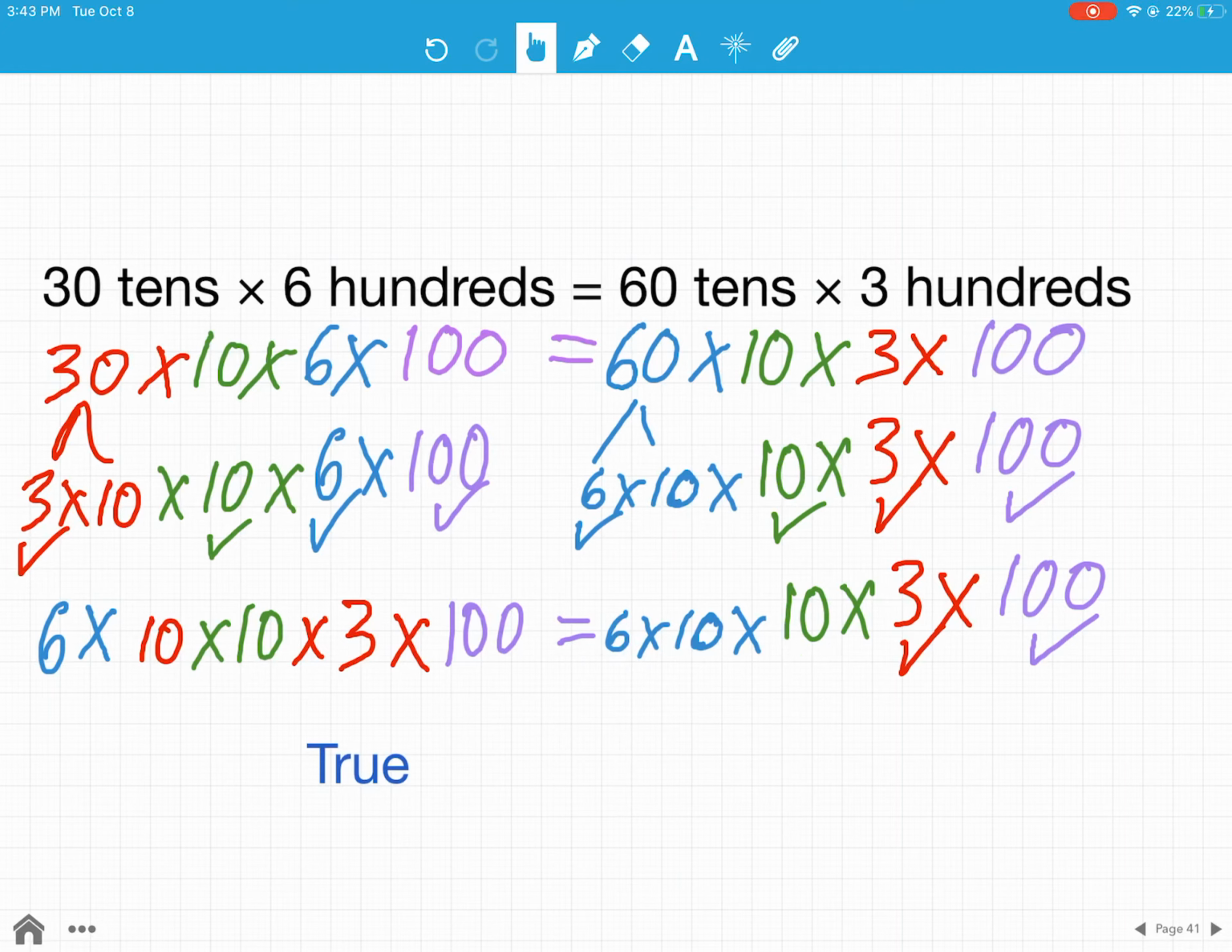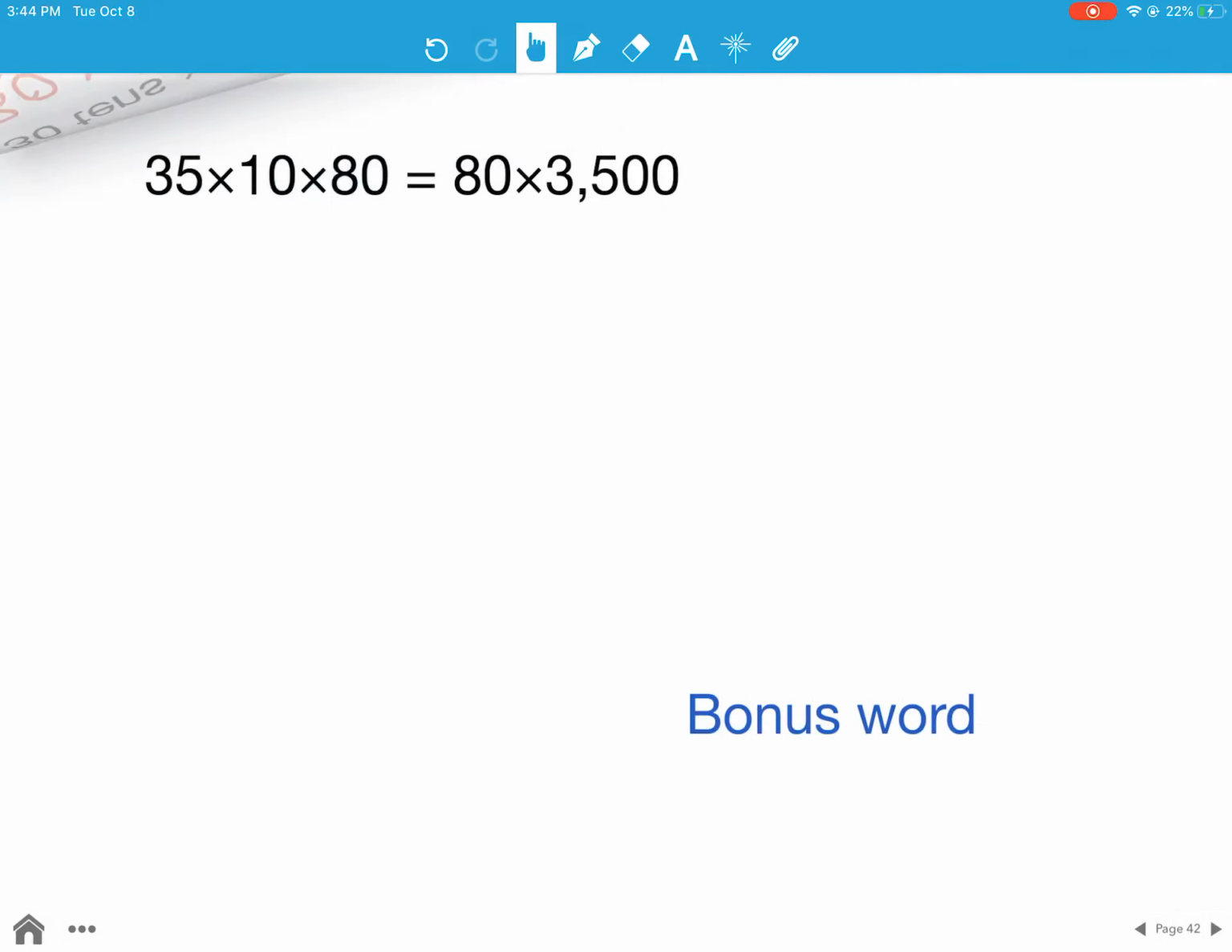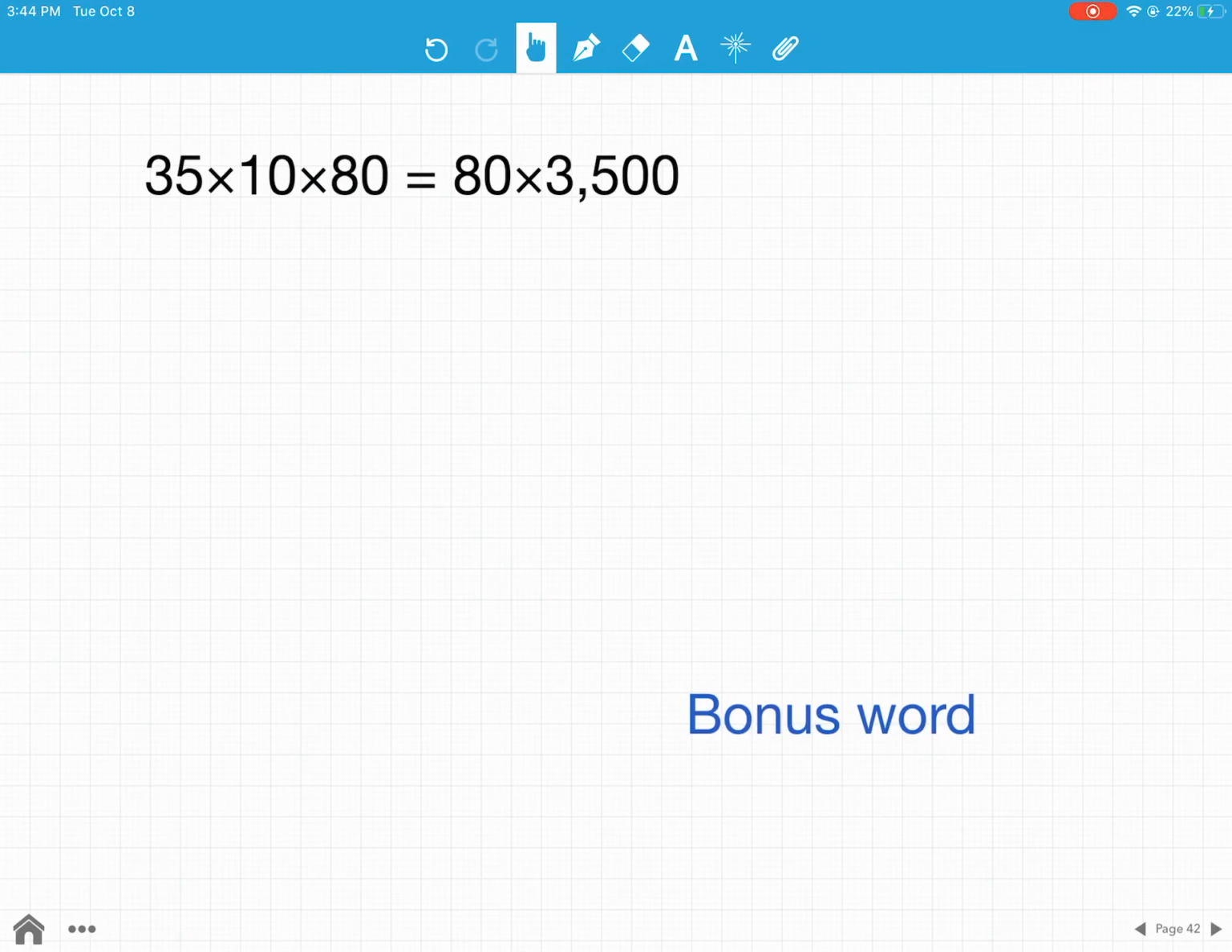So now we can line them up using the commutative property, and we also change the order of them, which is the commutative property. And what they're associated with, which is the associative property. And we can see that this is true. Ta-da! Because we ordered them. All right. Bonus word will be in a little while. Let's look at this last one.